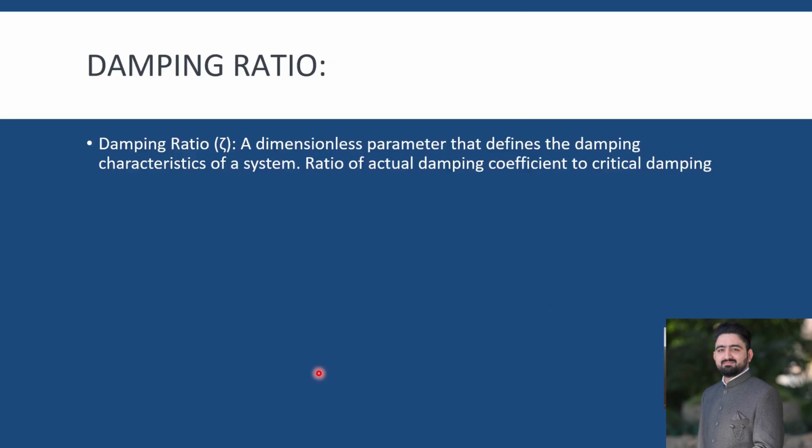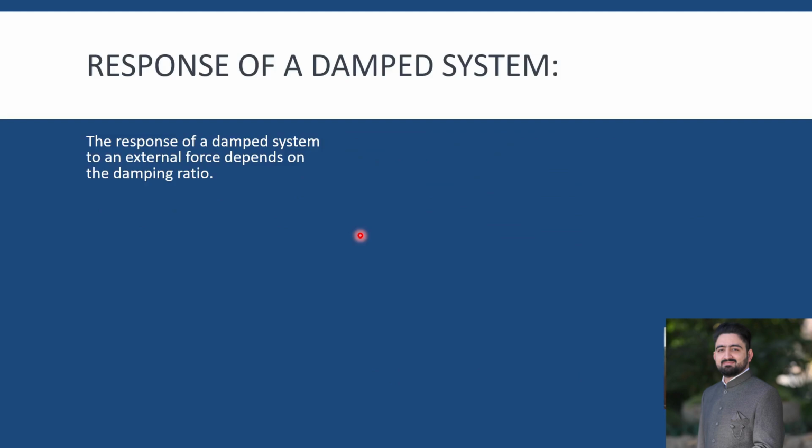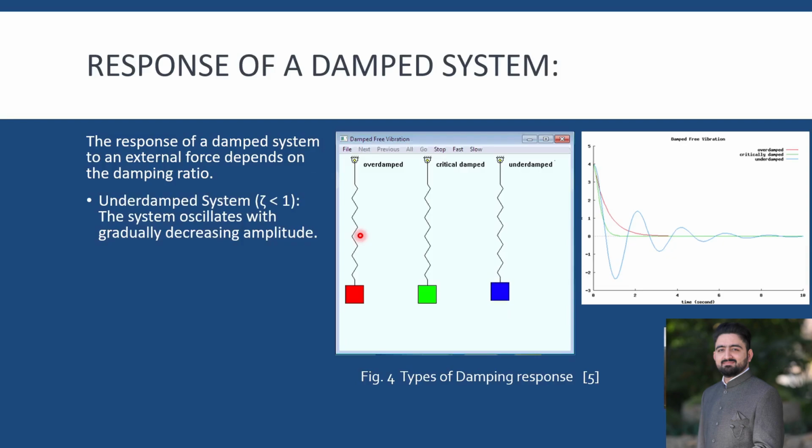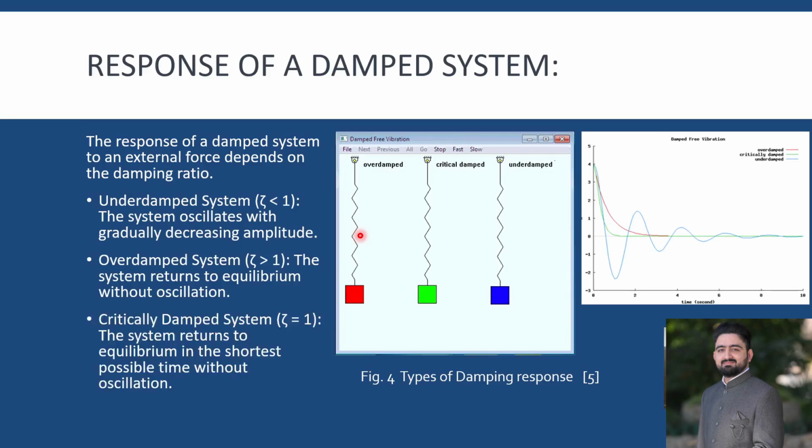So moving on to the damping ratio. Damping ratio is basically the ratio of the actual damping coefficient to the critical damping. It is represented by the symbol called zeta. Now moving on to the response of a damped system. There are three types of responses: underdamped, overdamped, and critically damped system.